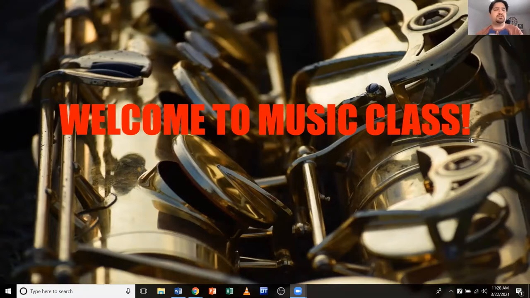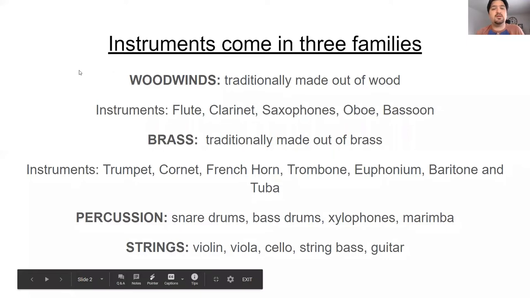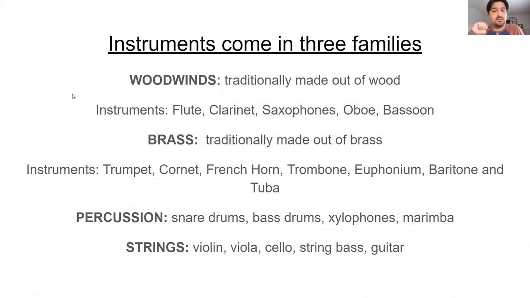So we're going to break this up into chunks because there's a lot to talk about, so much more than I can fit into one music class. We're going to have to break it down, but we're going to get started today. So to begin with, instruments come in four families. So that's a typo right there.